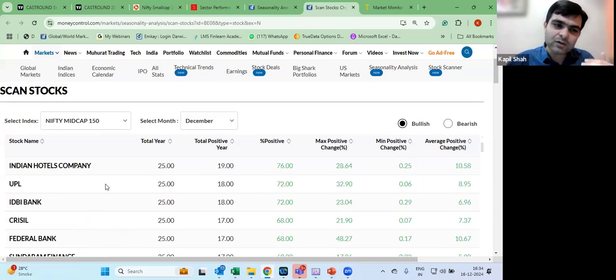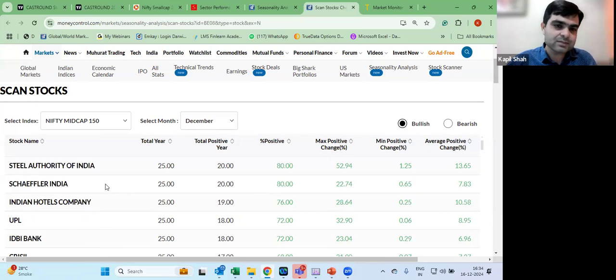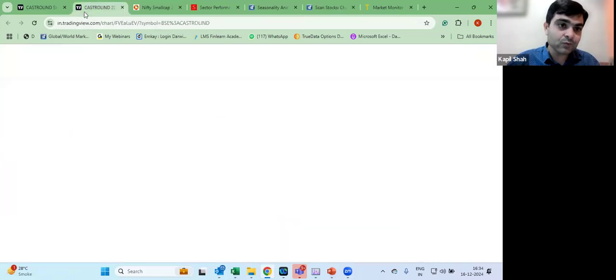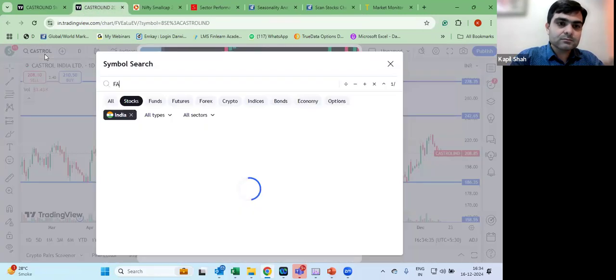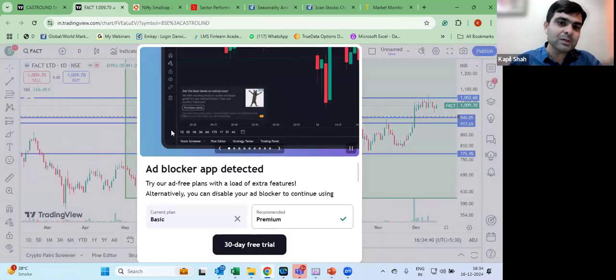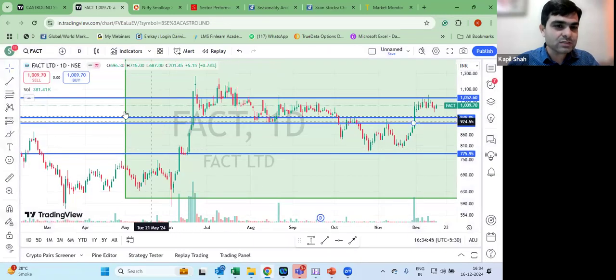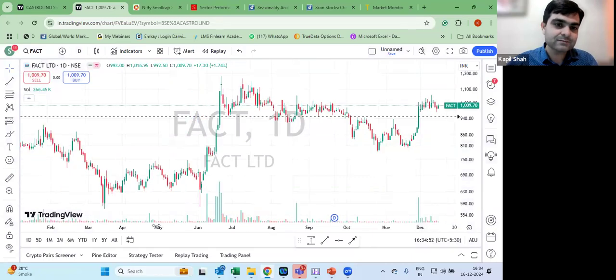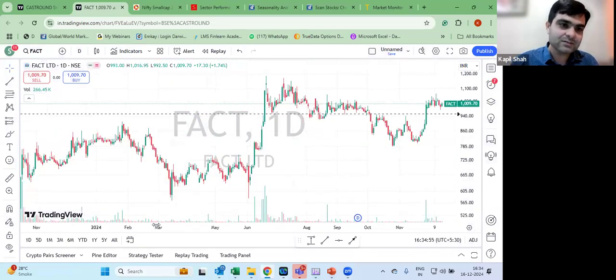So I got a list of companies and sectors that normally do well in the December month. These are the particular things where I need to look at the charting side. Now, if I take you to the FACT chart, it is not that I am just randomly picking some stocks and doing the analysis on that. There is a thought process behind it. Based on seasonality, this particular stock has consistently done well, and because of that I am looking at it. So then our charting will start.